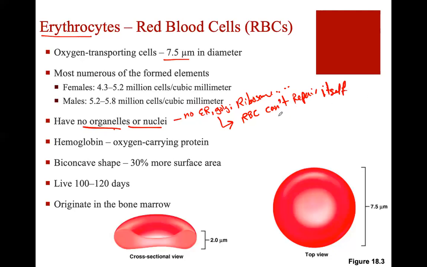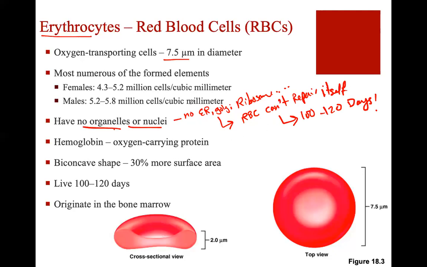So if it cannot repair itself, it has a relatively short lifespan of about 100 to 120 days. Again, because it cannot repair itself if there is some sort of damage. So if you continuously use these cells, and you cannot replace or fix the damage, those cells are going to be destroyed.